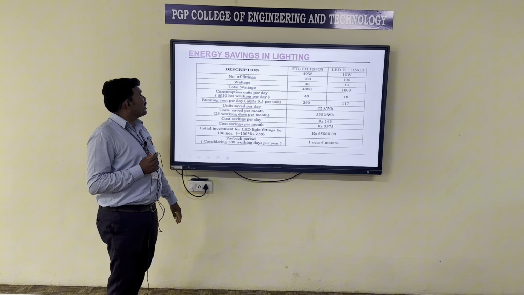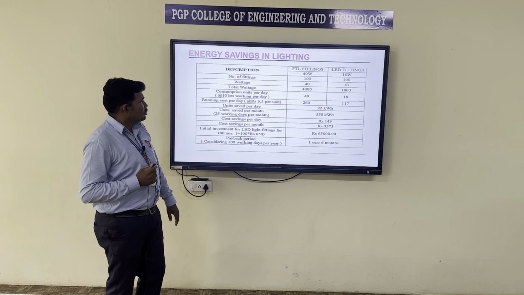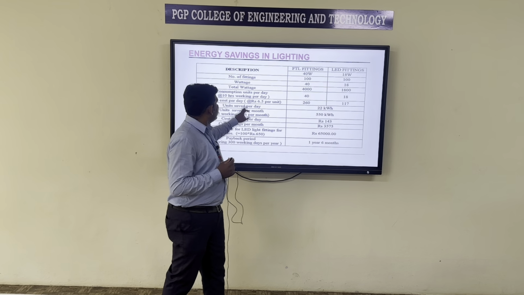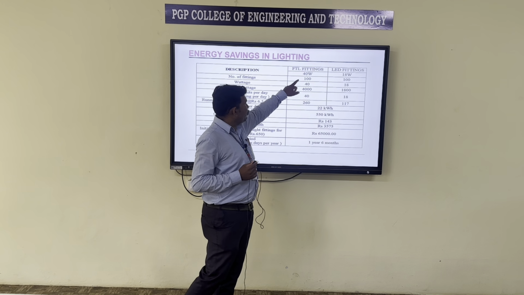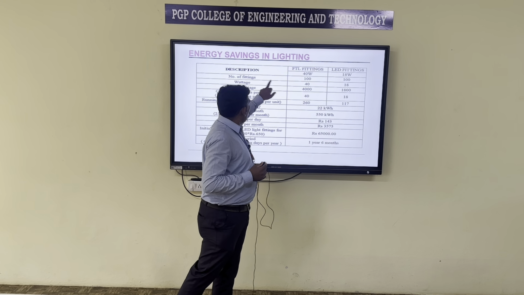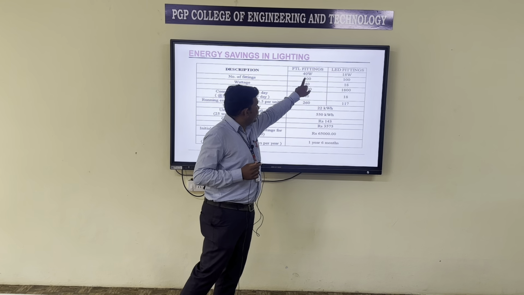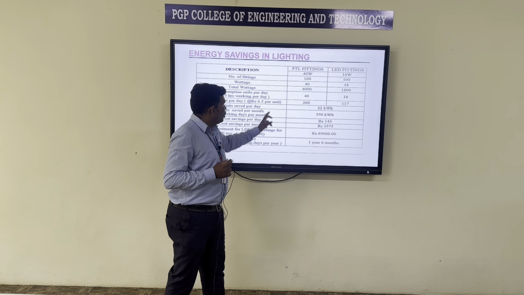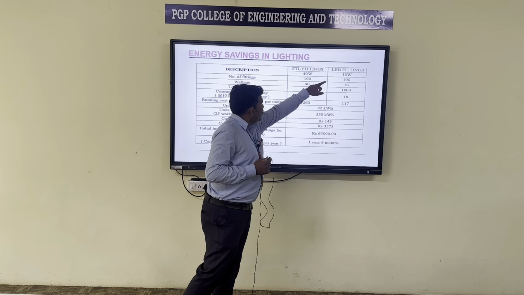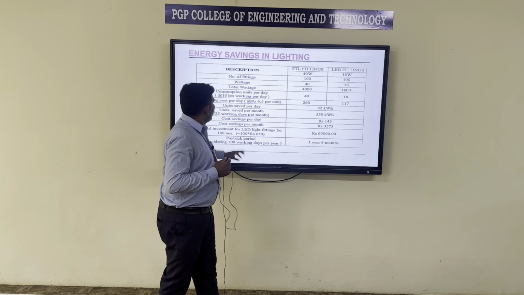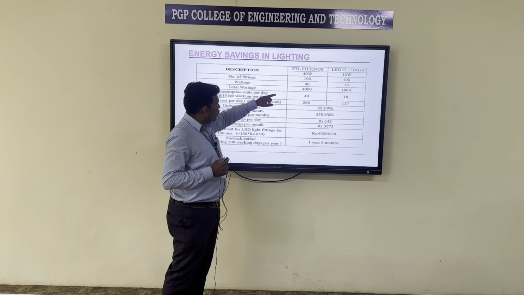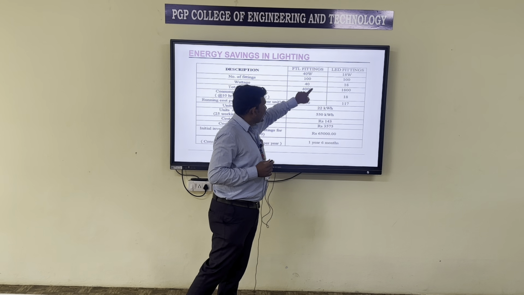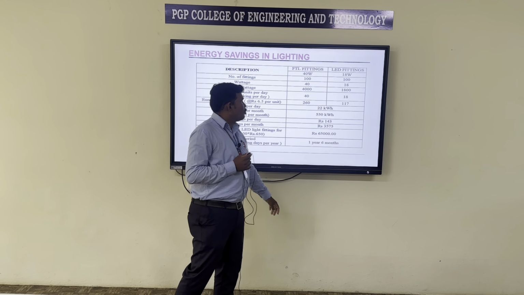So these are some of the energy savings using lighting. You can see the comparison of fluorescent lamps and LED lamps. The number of fittings, the count, is 100. The same illumination produced by a 80 watt fluorescent lamp is produced by a 40 watt LED. So I am using 40 instead of 80 for 100 counts. Total wattage will be 8000 in fluorescent lamps and 4000 in LED.